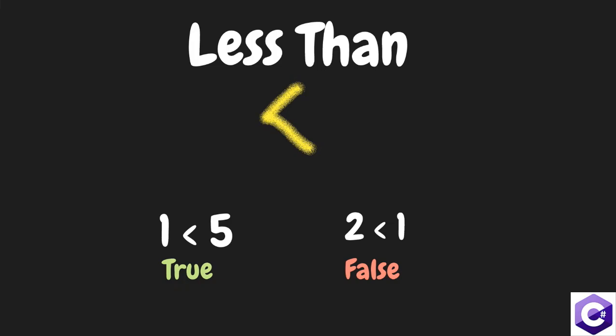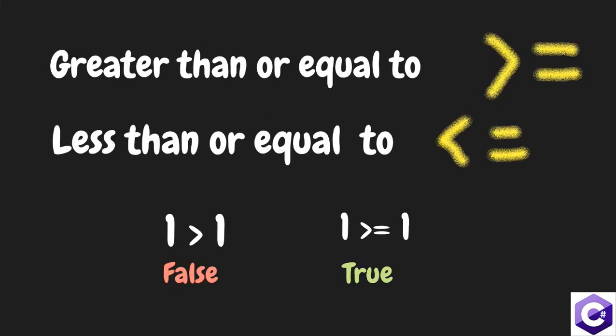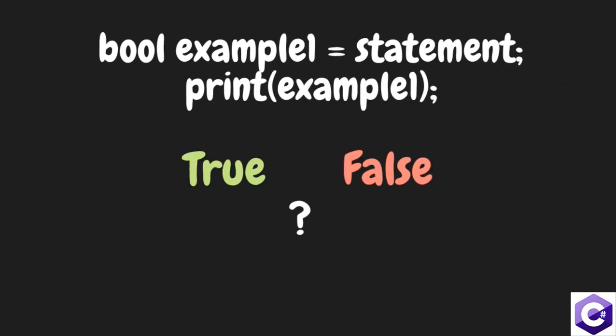There exists also the greater than or equal to and the less than or equal to operators. So if we say, for example, 1 is greater than 1, this will return false. But if we say 1 is greater or equal to 1, well, this would be true. Alright, so now we're going to be creating a C# script and we'll be creating bool variables and assigning to them a statement, and then we'll print out the bool variable to see what value it has.